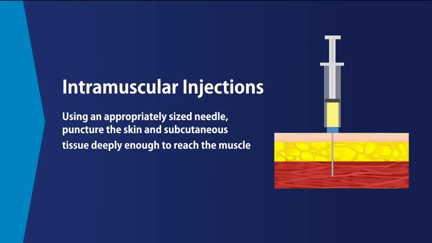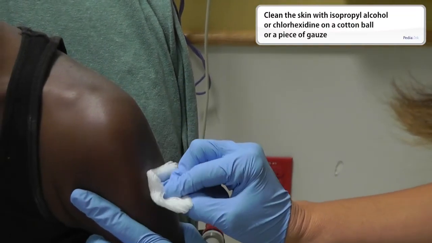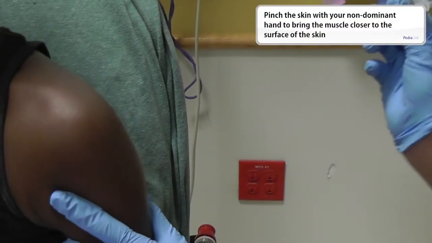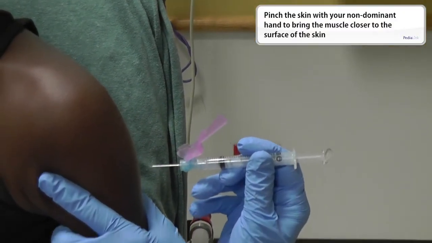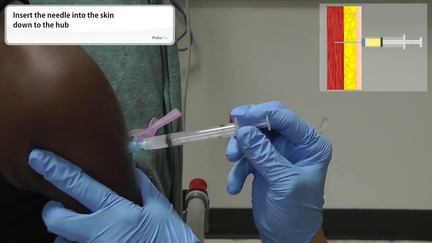When giving an IM injection, you need to assure that the needle reaches the muscle. The skin is generally punctured at a 90-degree angle. First, clean the skin. Then, prepare to insert the needle. In this example, the skin of the deltoid is pinched to expose more of the muscle. Insert the needle so that the hub of the syringe touches the skin surface.